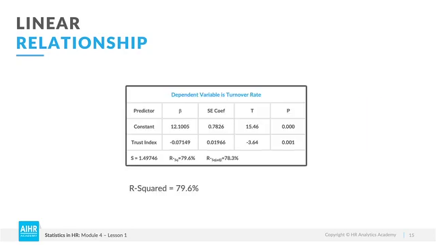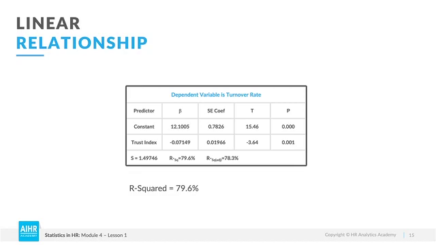Furthermore, you see that our R-squared is 79.6%. This means that our model is able to account for 79.6% of the variability in the dependent variable, turnover rate. You also see the adjusted R-squared, but this is something you'll learn more about in the next lesson.